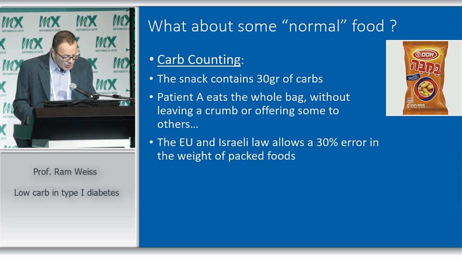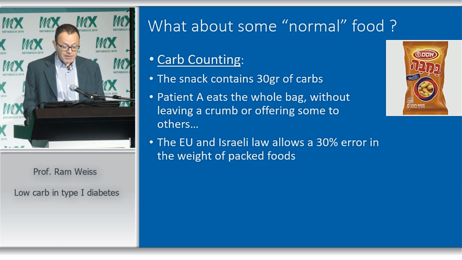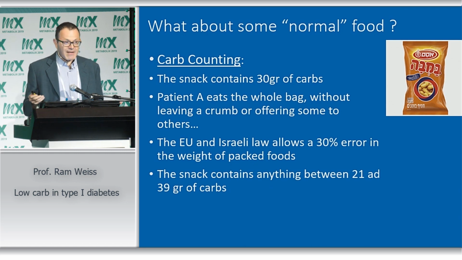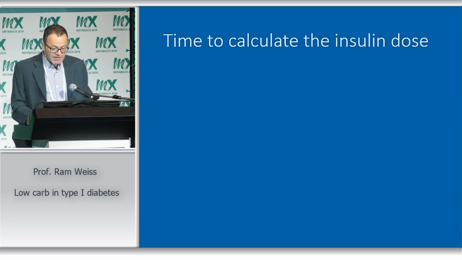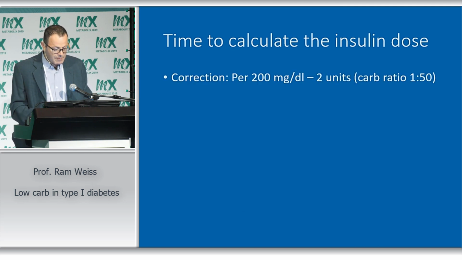Now, I don't know if you know, but the EU and Israeli law allows a 30% margin of error in the weight of packed foods. That's the law. So it's not a medication, it's only food. So if this snack contains anything between 21 and 39 grams of carbs, now it's time to calculate the insulin dose. Remember, these patients don't have a pancreas, they have to do this calculation all the time.